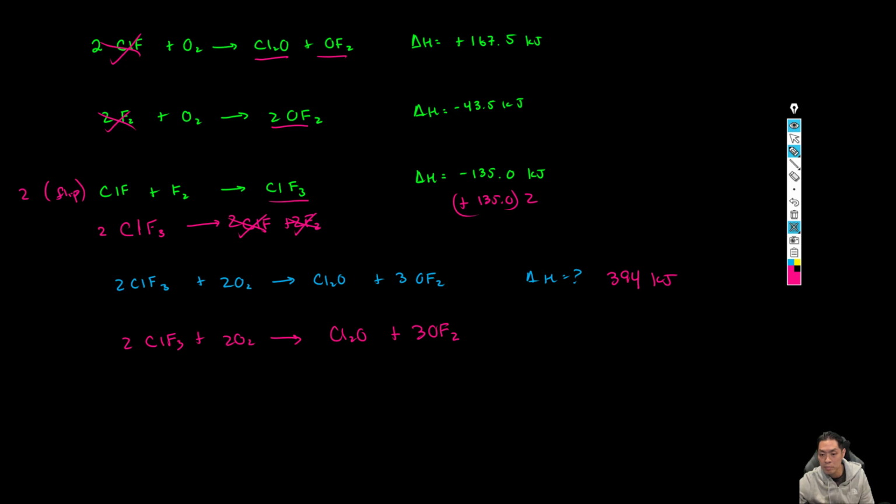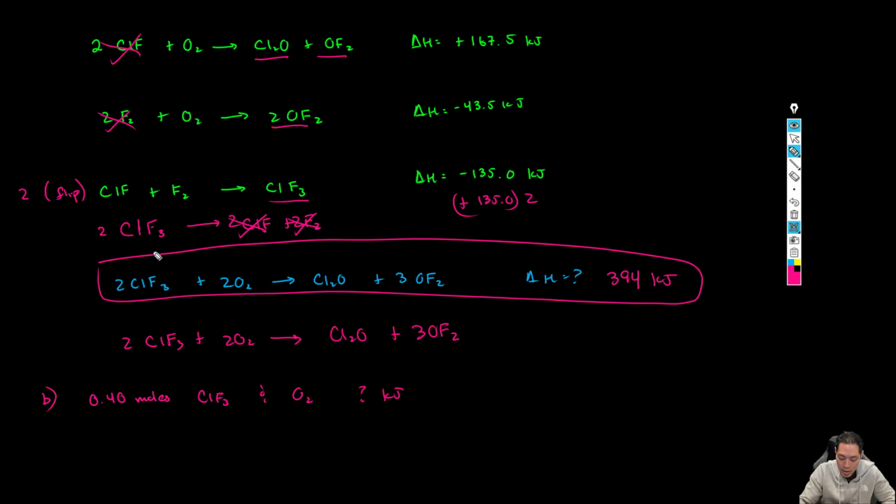I forgot to do the extension, which is part B. It says, further, if you had 0.40 moles of ClF3 and O2 react as above, how many kilojoules do we get? Okay, and we can do that. Here we have the equation. This is what we're going to use as a reference. So we have 0.40 moles of that. That's our starting point, 0.40 moles.